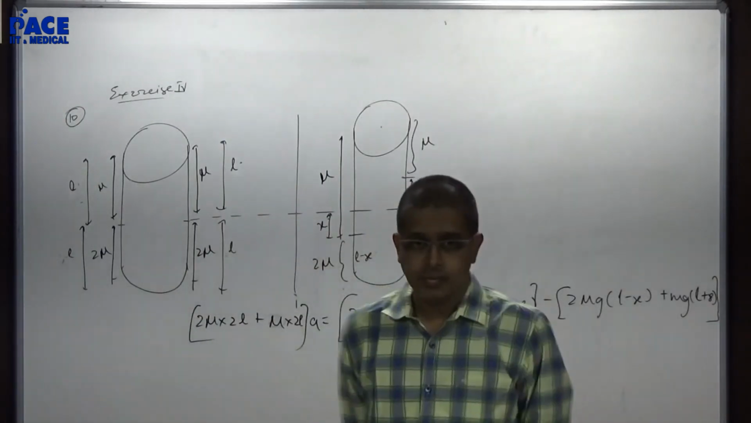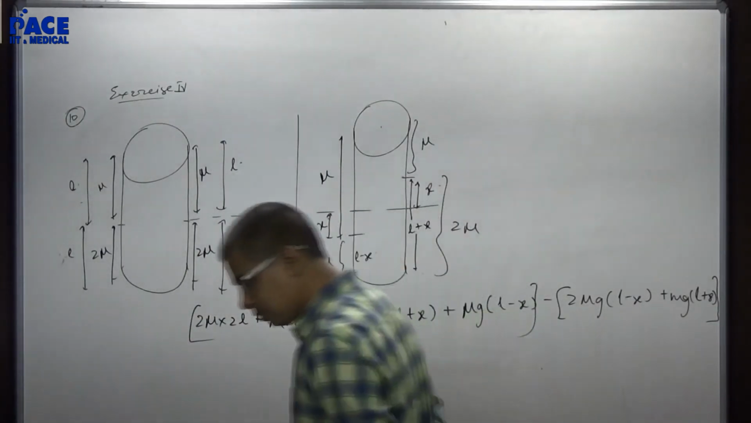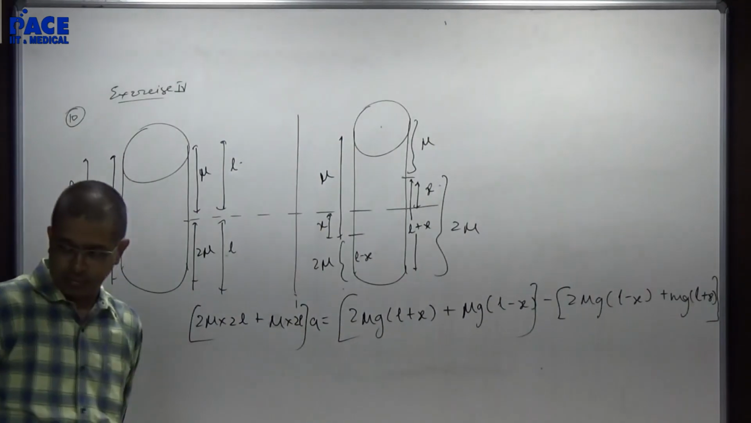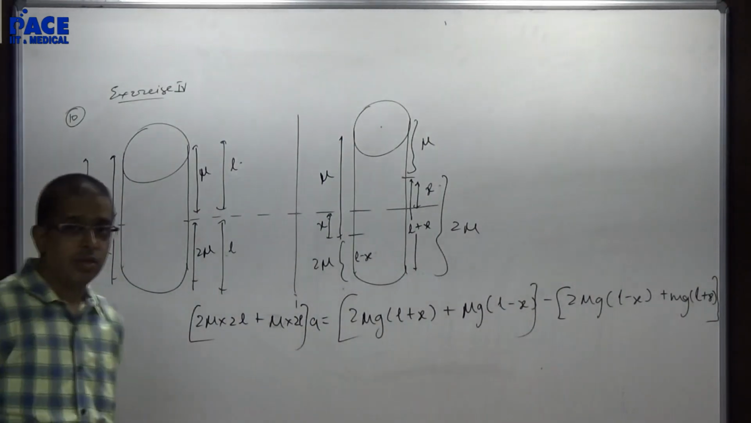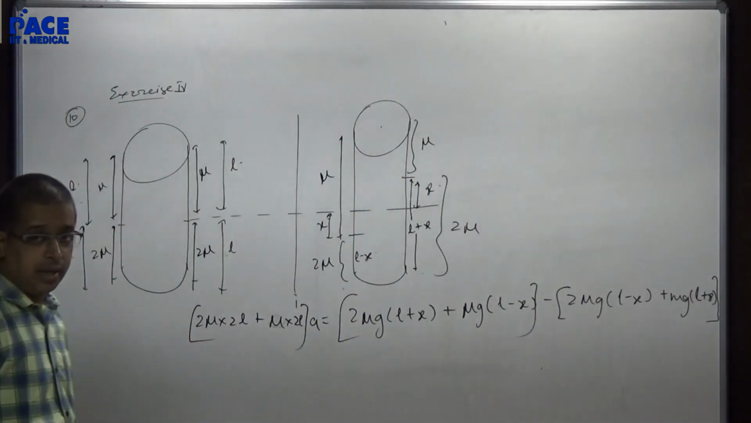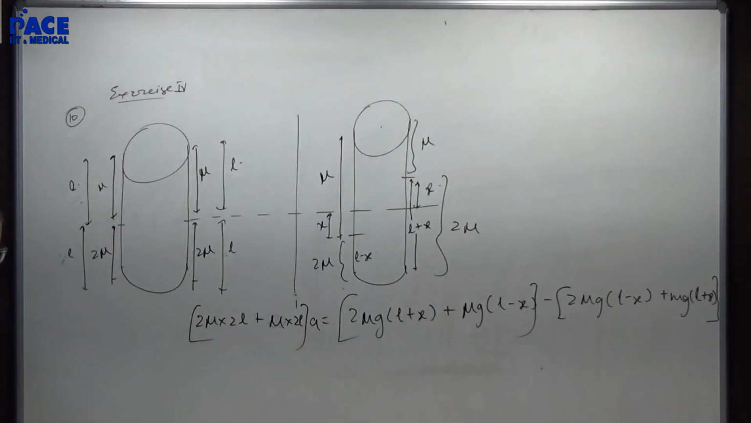Sir, in exercise 4th, first question, how are we going to take average speed? Total distance by total time over one complete time period.